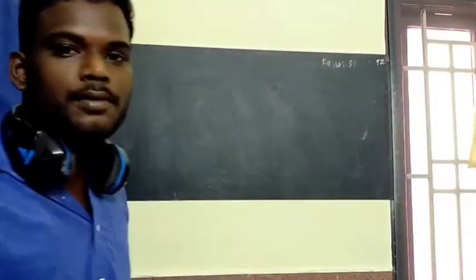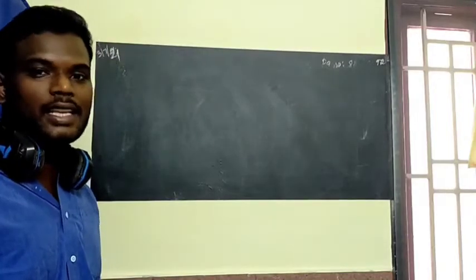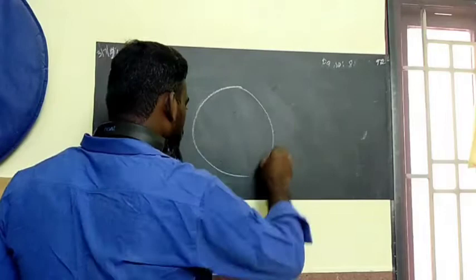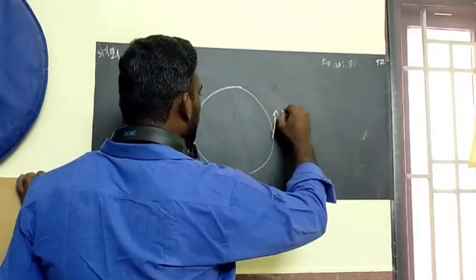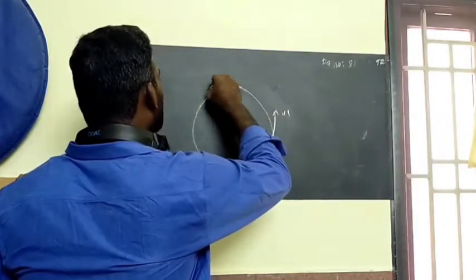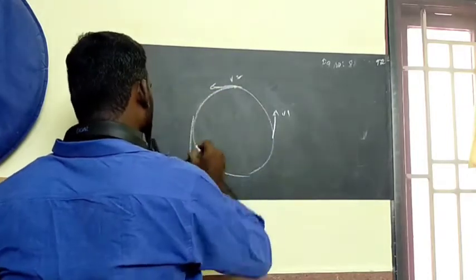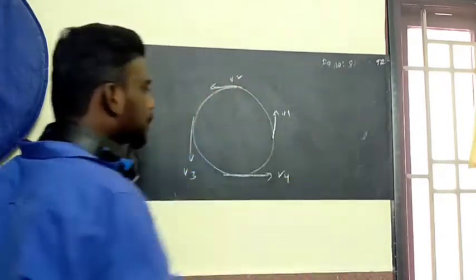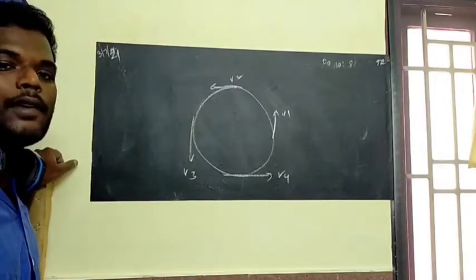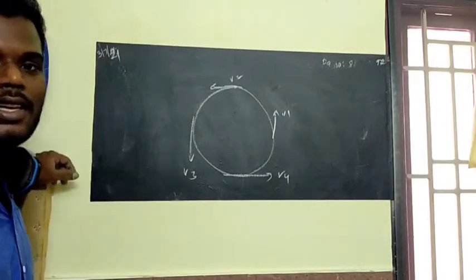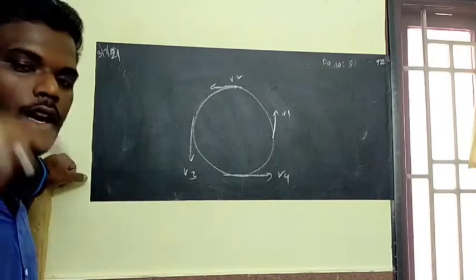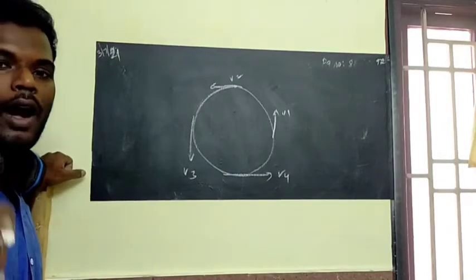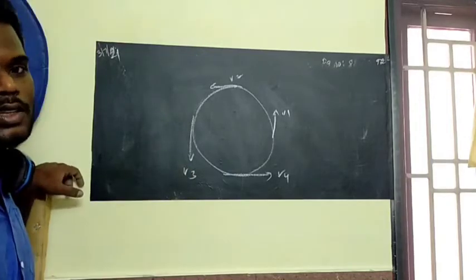Next one, I want to know what will be the direction of acceleration. There is an acceleration, and you can see that. Here we have one particle moving with velocity v1, and here one particle is moving with some velocity, here one particle moving with some velocity. I told you uniform circular motion is also called uniform accelerated motion. I want to know what will be the direction of acceleration.